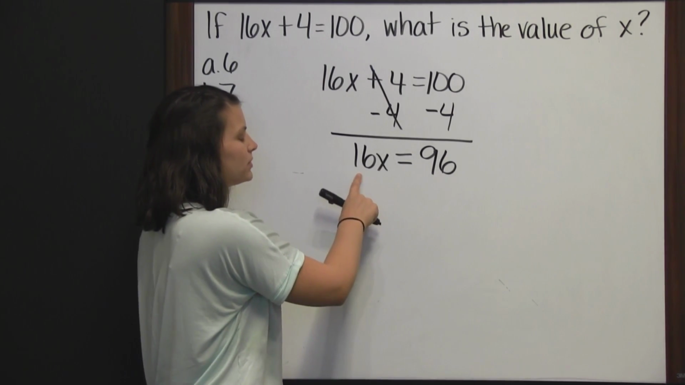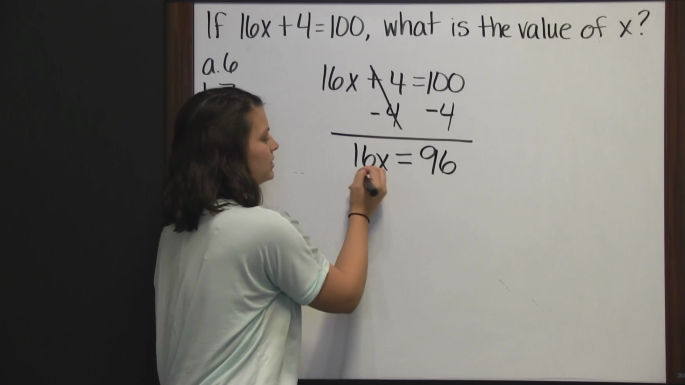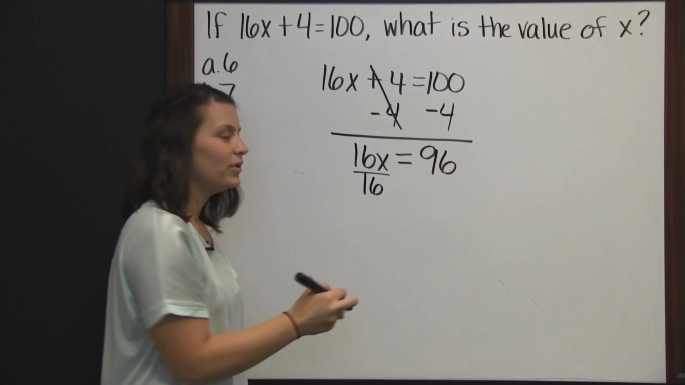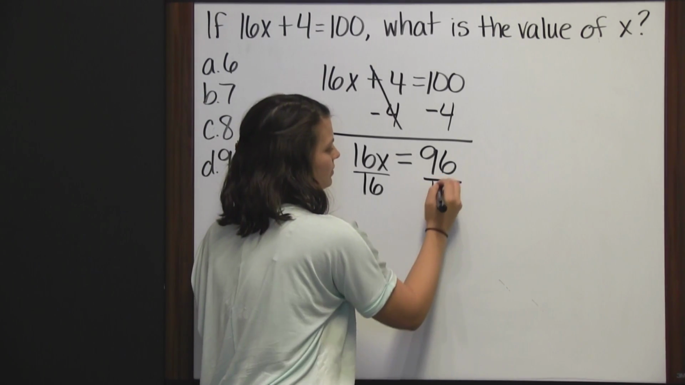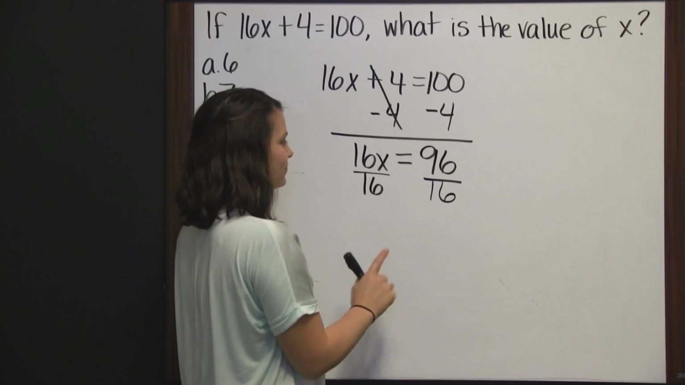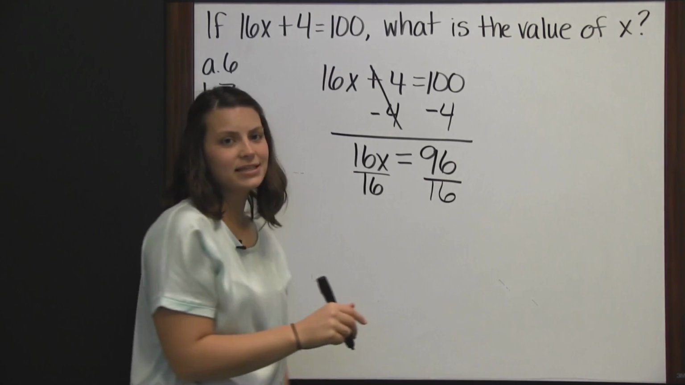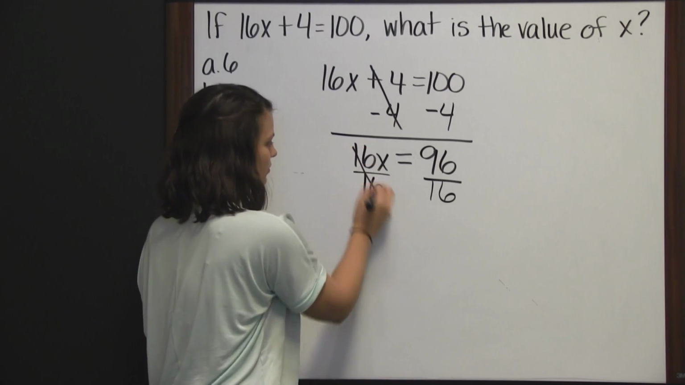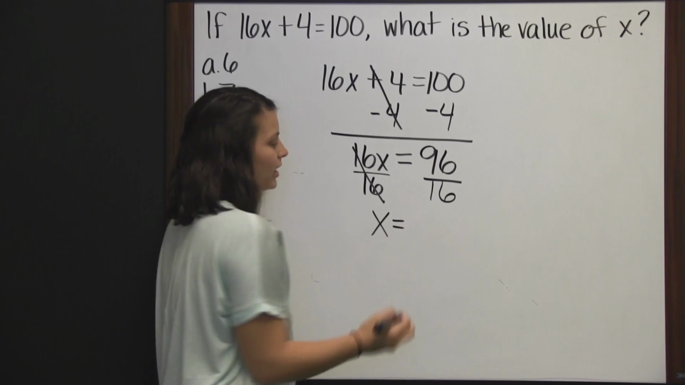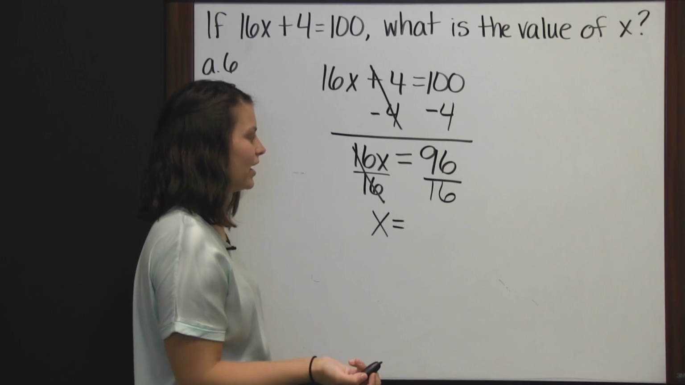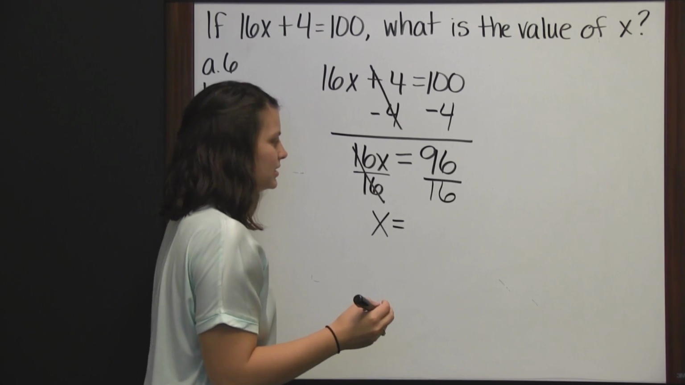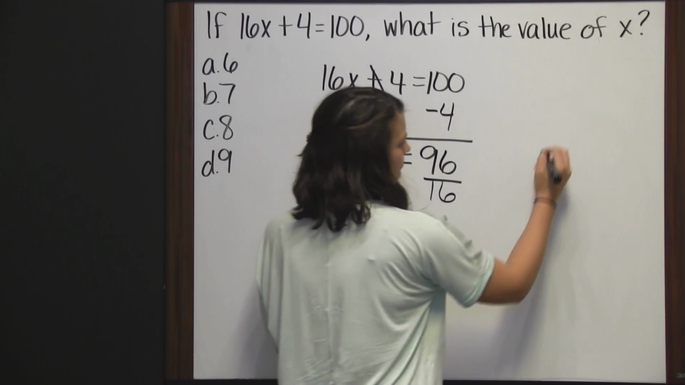The opposite of multiplying times 16 is dividing by 16. So to get x alone, we need to divide both sides by 16. That way our equation is still equal. 16 divided by 16 is 1, and 1 times x is x. And x equals, now we have to divide 96 by 16. So how many times does 16 go into 96?